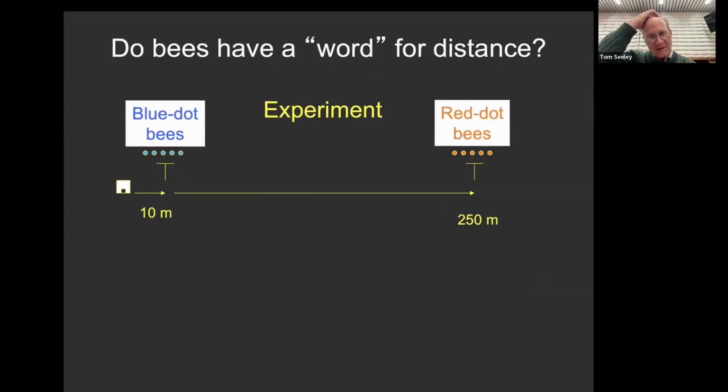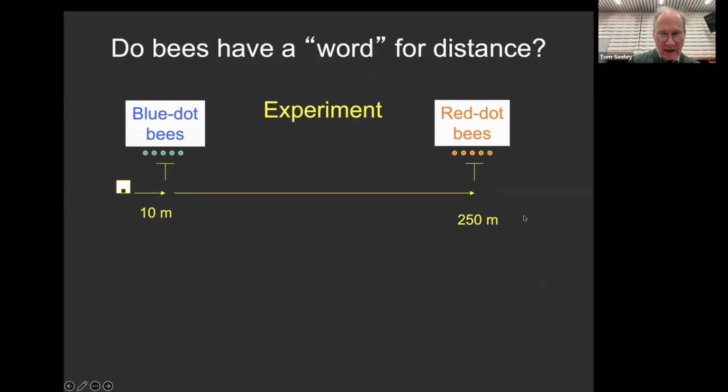And the way von Frisch put it, he wondered, did the bees have a word for distance in their dance? And so he did this experiment. He put out two food sources, one 10 meters, the other 250. He had 5 bees trained to bring back food from each feeder, no more, no fewer. So 5 blue dot bees, 5 red dot bees.